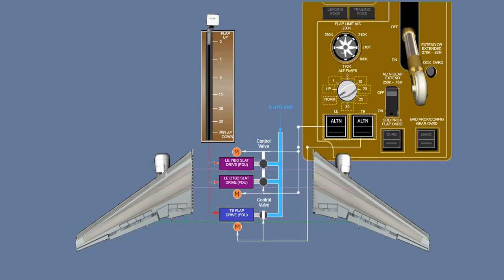With alternate selected, the alternate flap selector can be used to extend or retract the flaps or the slats or both together through the electric motors. Rotating the alternate flap selector signals the electric motors to electrically drive the flaps and slats to the selected position.